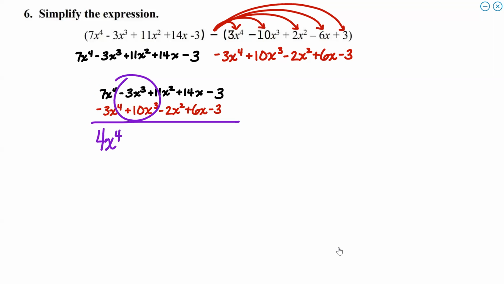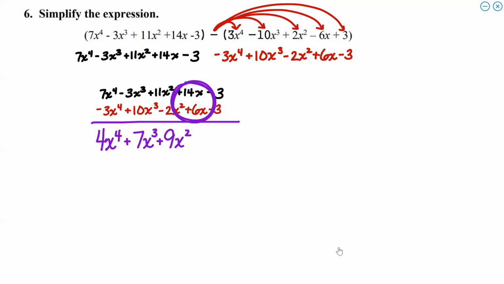And then I come over here and I do the same thing to my x cubes, negative 3x cubed plus 10x cubed. 7x cubed. Positive or negative 7x cubed? Positive. Then we're going to come over to the x squareds. I have 11 minus 2. 9. Positive or negative 9? Positive, because I have 11 minus 2.